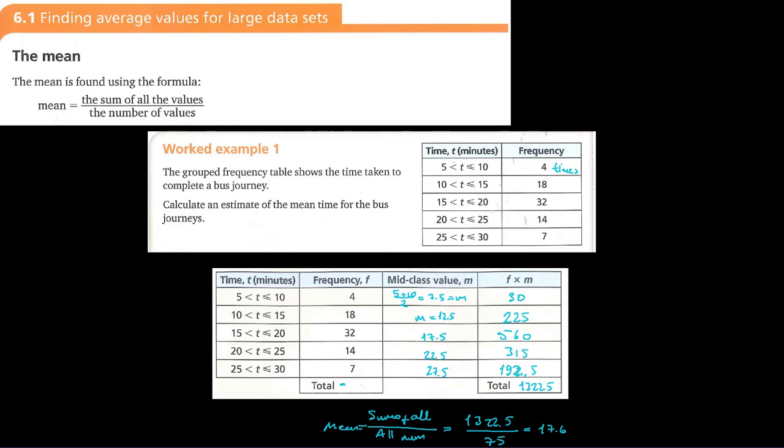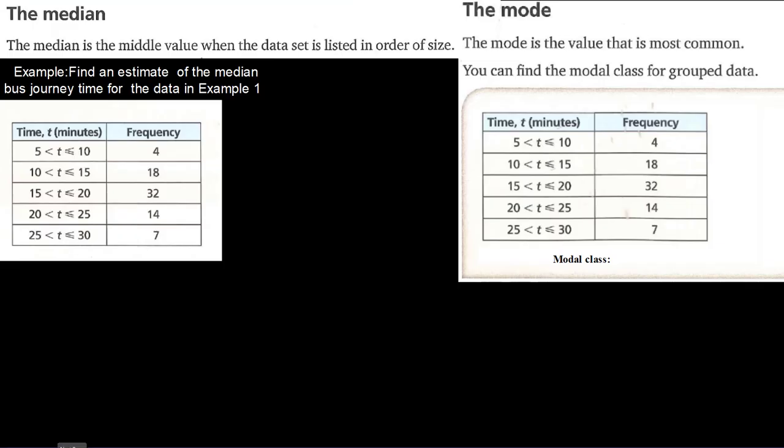Okay, if we continue with median and mode values, the median, if you remember, from the first example, is the middle value. So here there are 75 journeys in total, and from these 75 journeys, the middle one is going to be 38.